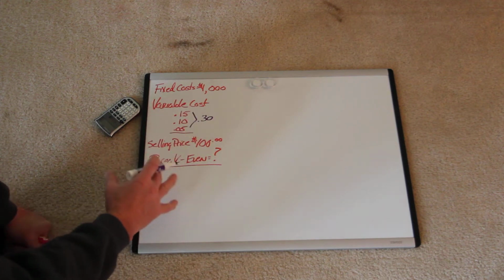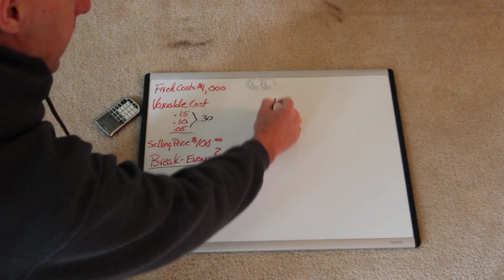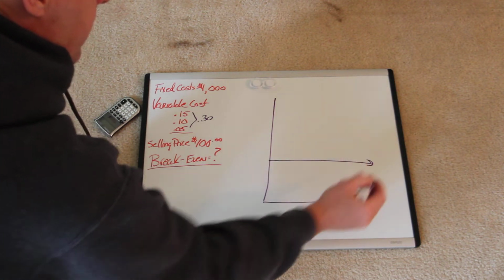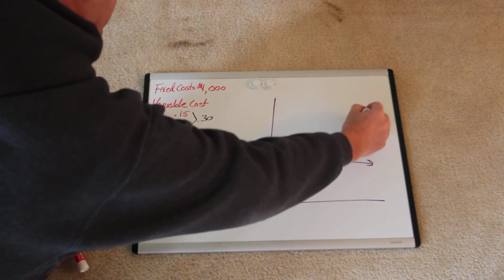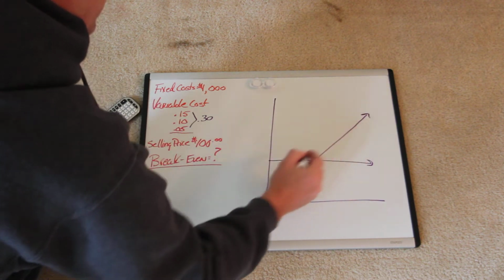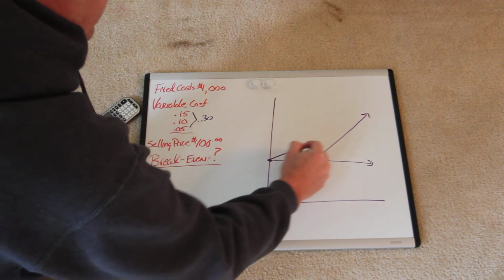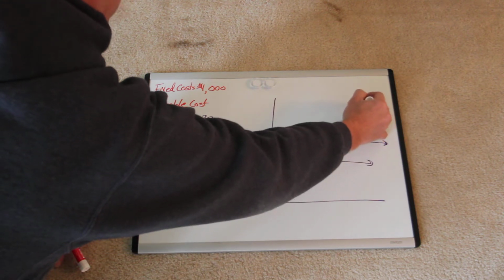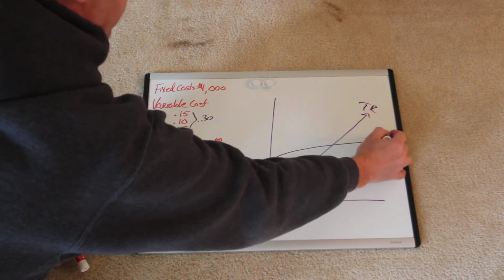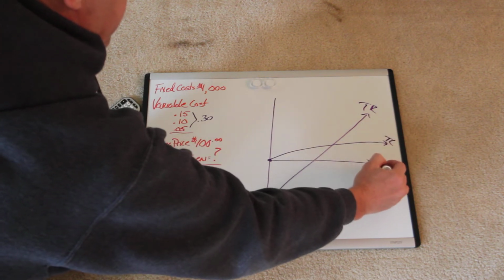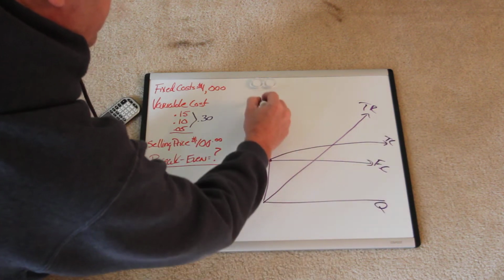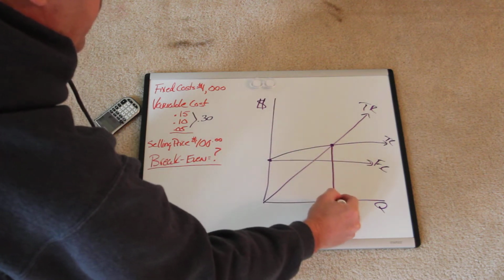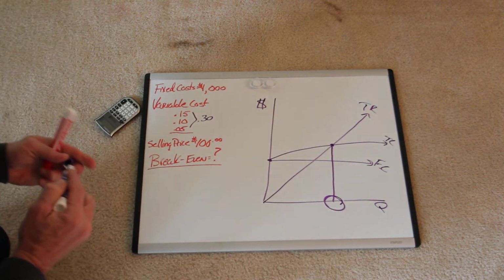So before I even solve for break even, I draw my chart. You have to label it. Make sure you label all these lines. Total revenue, total Q. They want us to find that number.